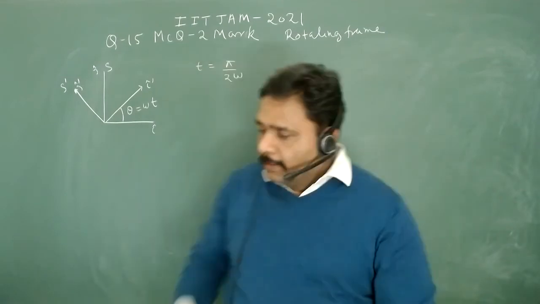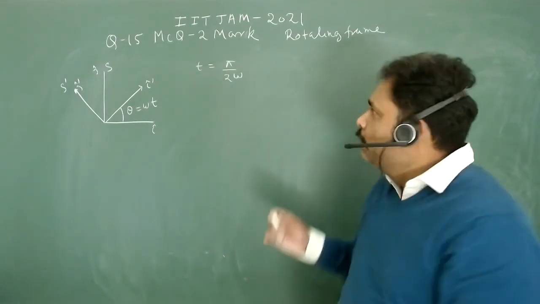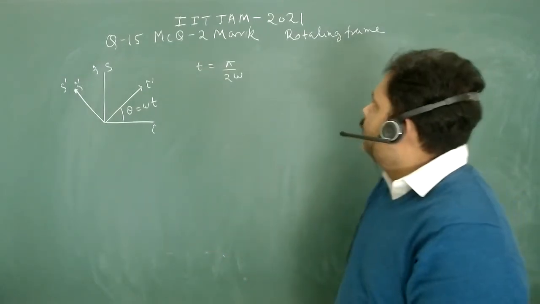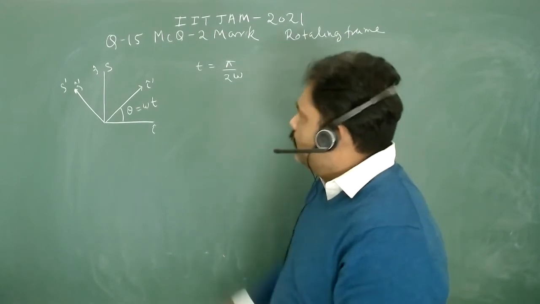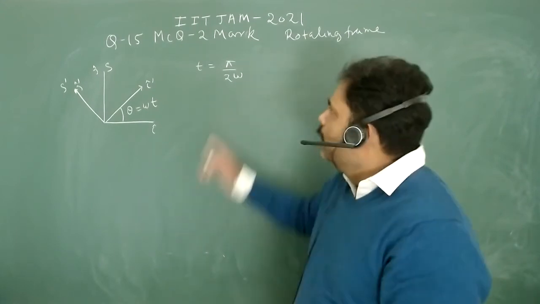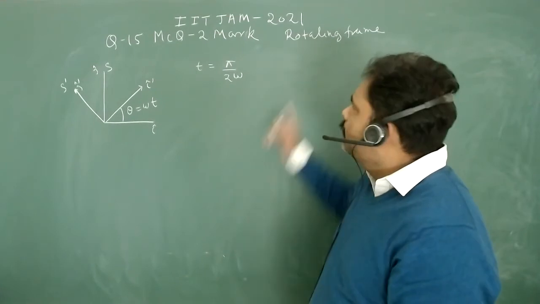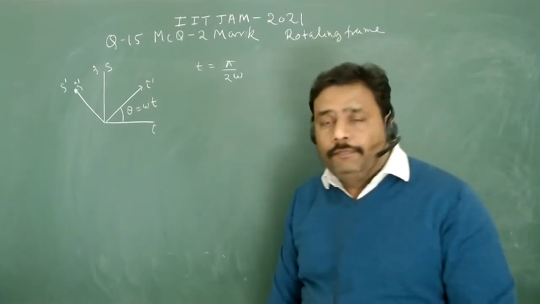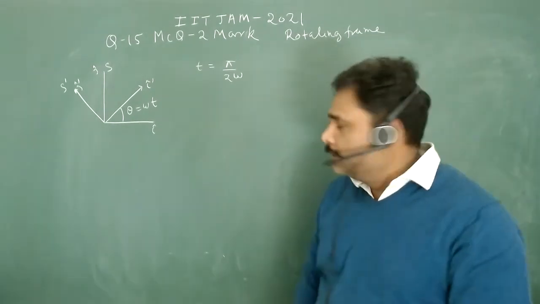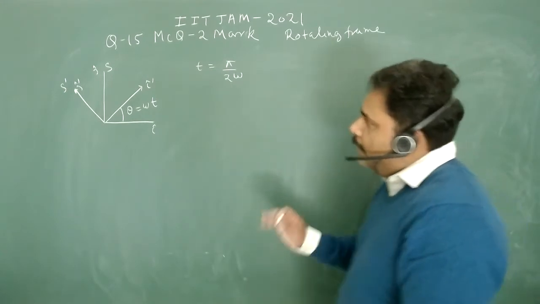Hello students. Now we are again going to solve one more problem from IIT JAM 2021, and this is question number 15, an MCQ 2 mark question. This problem is from the rotating frame of reference, which is part of mechanics. So the problem is very interesting.